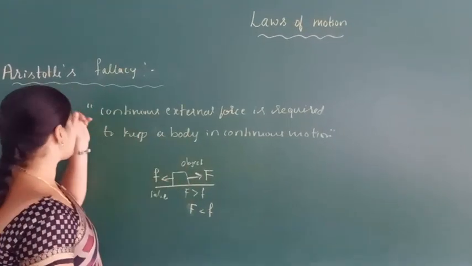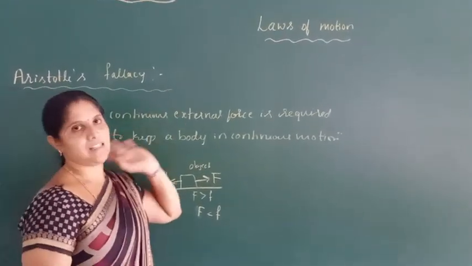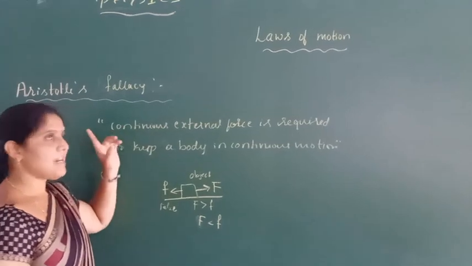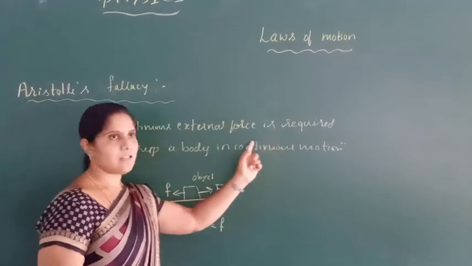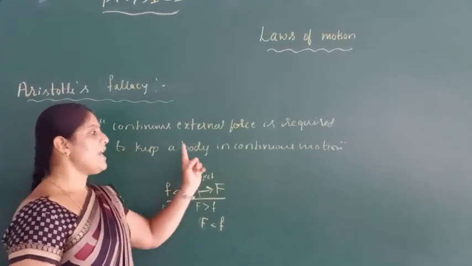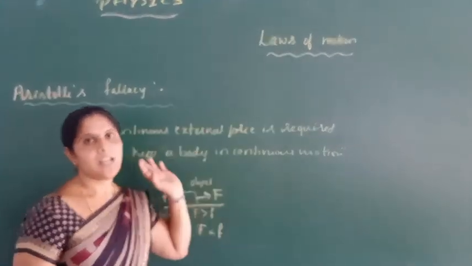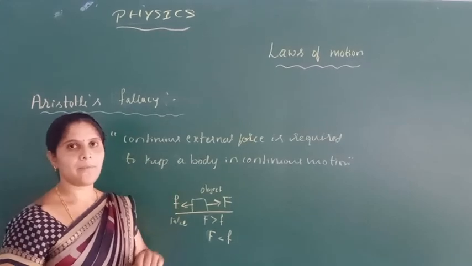So, this is known as Aristotle's fallacy. Aristotle's fallacy means that a continuous external force is required to keep a body in continuous motion. Is it clear to you now? Okay.